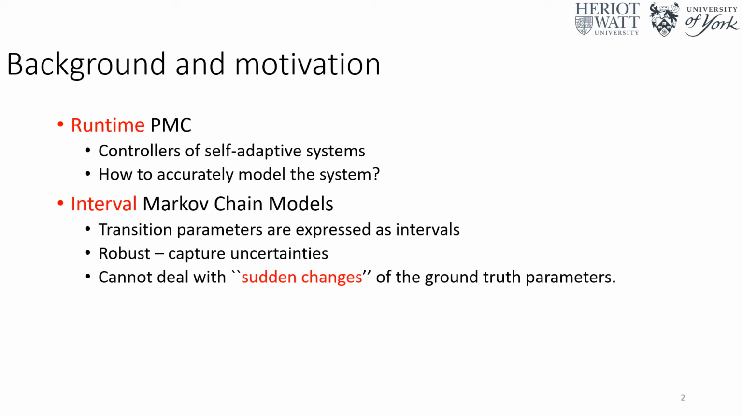And a fundamental problem here, or for any formal verification method, is how can we accurately describe the system behavior by some formal models. And in our case, that's the Markov chain model. One solution is to model the system using interval Markov chains whose transition parameters are intervals. They are more robust because of the ability to capture uncertainties. Well, all existing state-of-the-art estimators cannot properly deal with sudden change, which motivates this work.